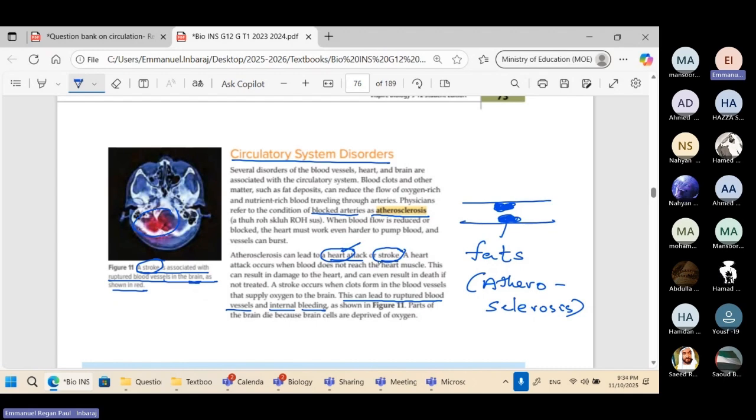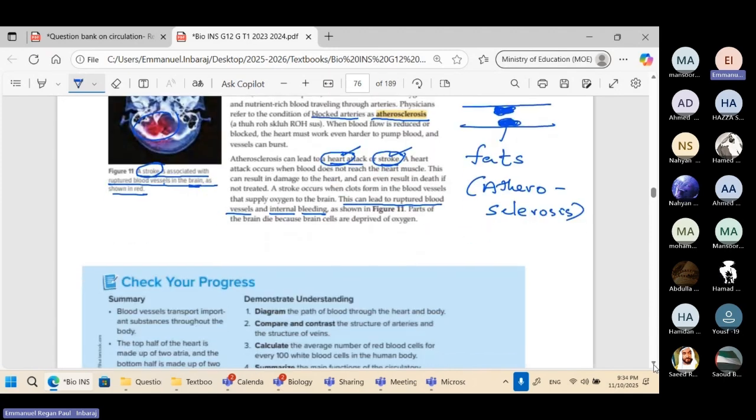So this condition is called stroke. Don't forget, you will definitely get this question. Okay, now let's look at the answer. Let's look at some of the questions here.